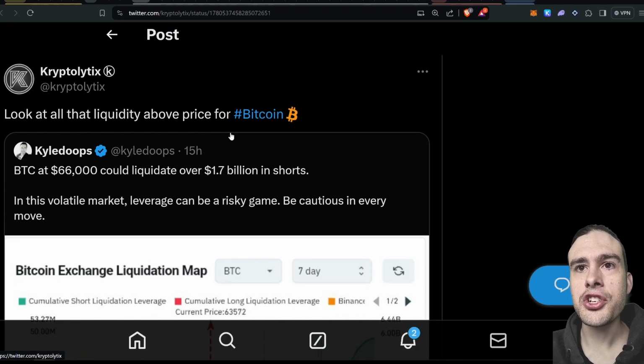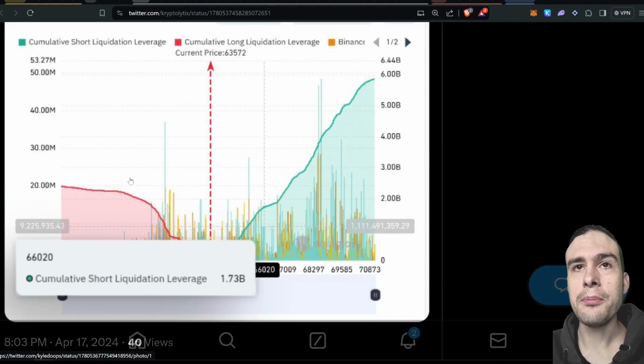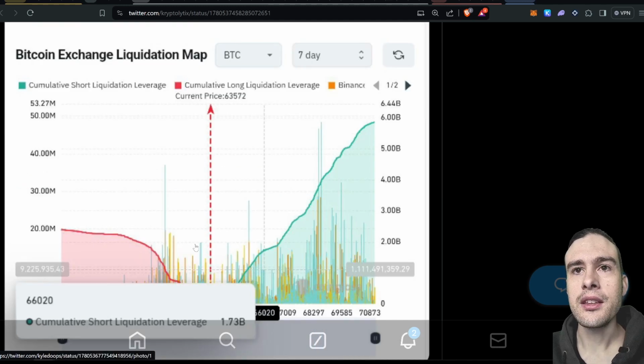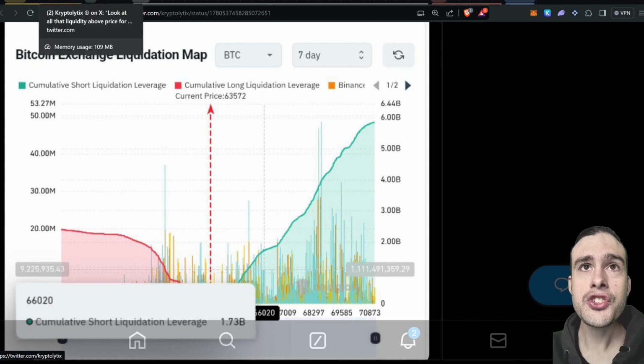But it just shows there's a lot of liquidity above and not a lot below. So if we're looking for liquidity, as in hunting liquidity, like the market makers like to do, there's a chance that we'll go up in the short term to capture some of that, right? Stop losses, liquidation levels, and so on and so forth.